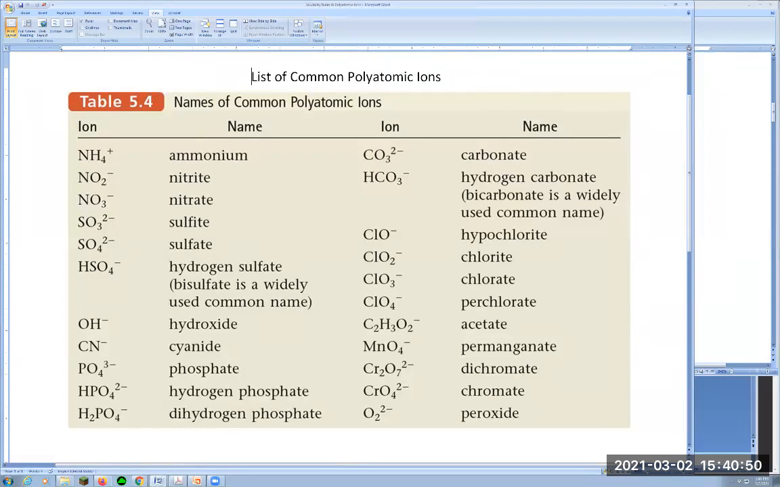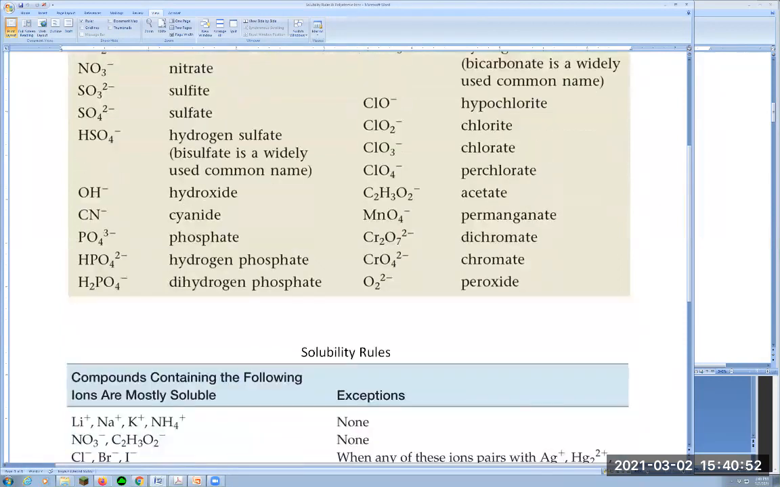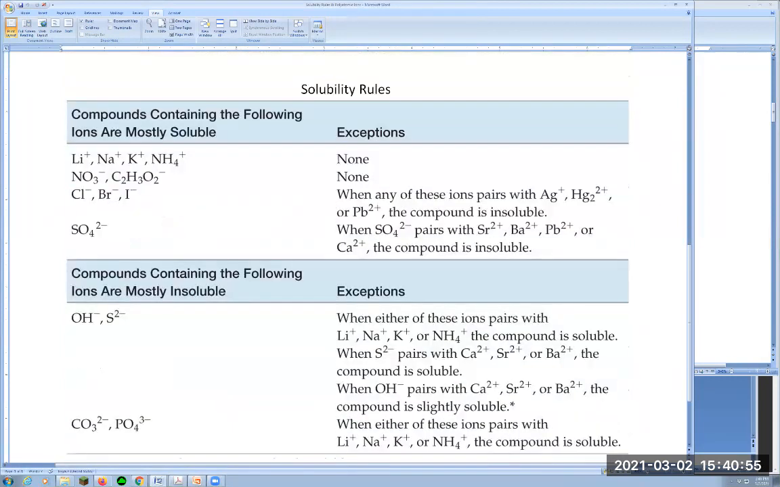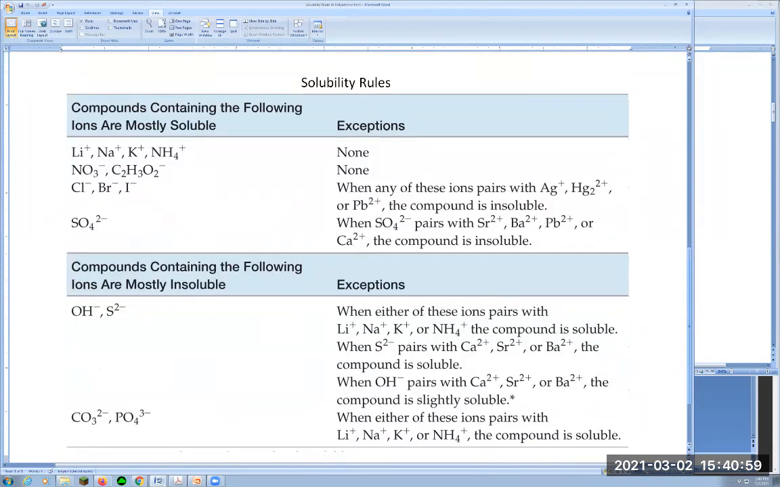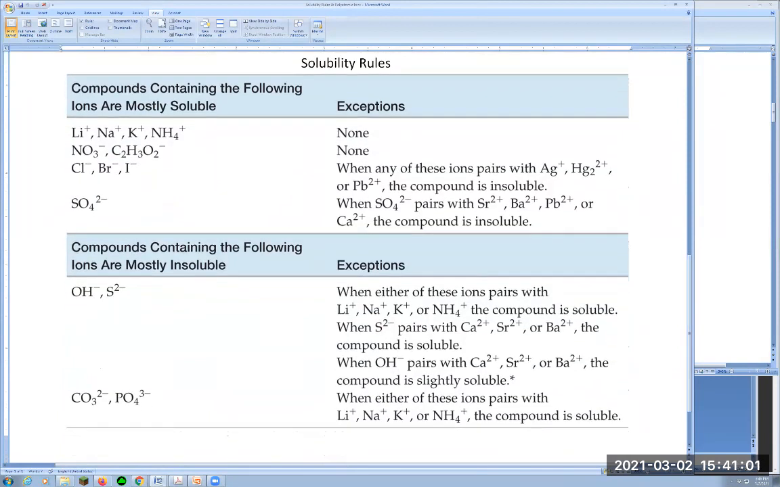And you know this table already. And if you move to the bottom of that page, there is the solubility rules, which is what you need when you need to decide if a compound is soluble or not in water. So this applies to solubility in water. So we will use that.